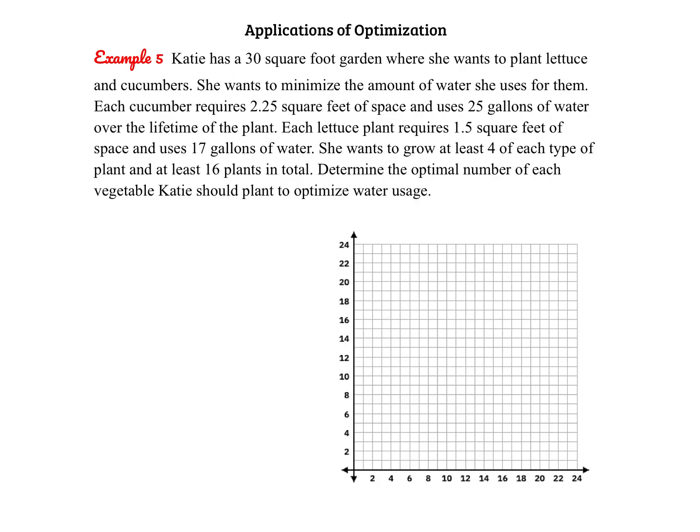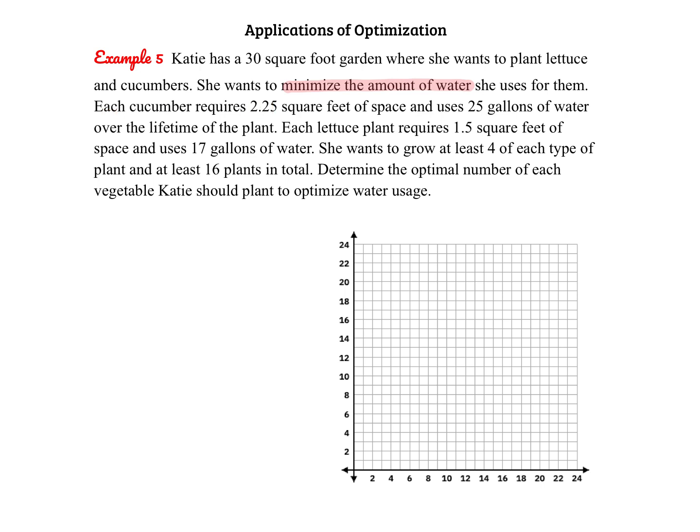So now we're going to try an actual real life application of this optimization process. This says Katie has a 30 square foot garden where she wants to plant lettuce and cucumbers. She wants to minimize, I'm going to highlight this because it's important, she wants to minimize the amount of water she uses. So we're going to have to create a function that models the amount of water, and that's what we're going to optimize. We want the minimum for that.